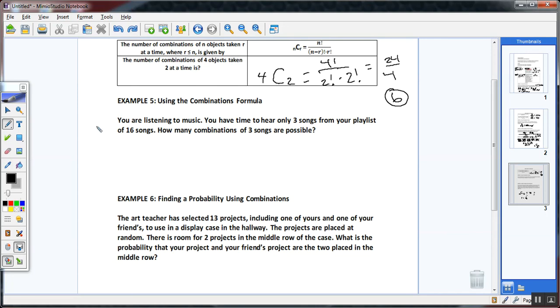Michael, would it mend your heart a little bit if I let you read example 5? Oh, yeah. Go for it. You are listening to music. You have time to hear only 3 songs from your playlist of 16 songs. How many combinations of 3 songs are possible?